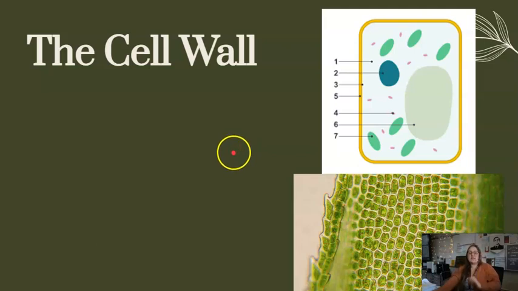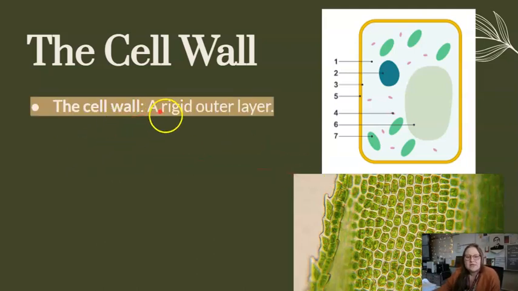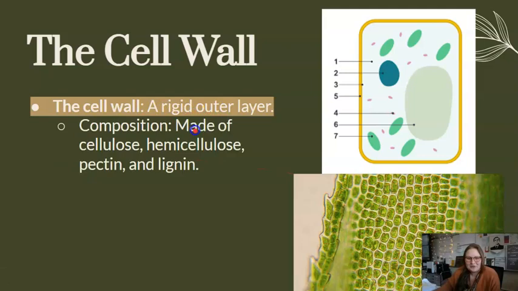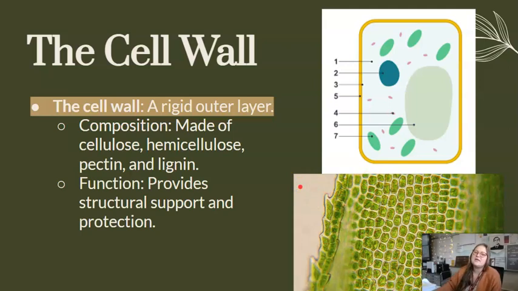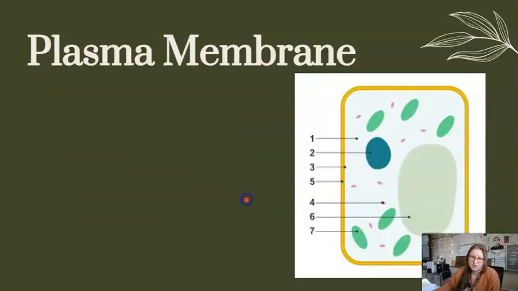So let's start with the cell wall. So the cell wall is a rigid outer layer. It is made up of cellulose, hemicellulose, pectin, and lignin. So in this guy right here, it is number 5, the yellow around the outside. And here it's what's making these guys squarish. And it provides structural support and protection.